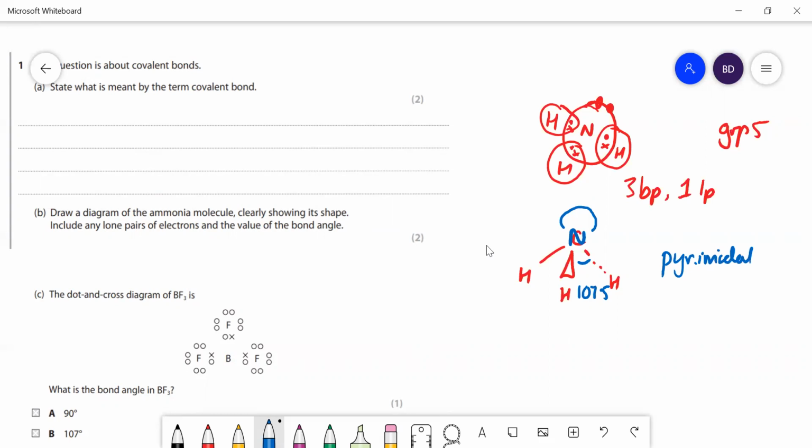Okay, so this is the diagram you need to draw. So you've got 1 lone pair, and you've got 3 bonding pairs for the hydrogens, bond angle about 107.5.